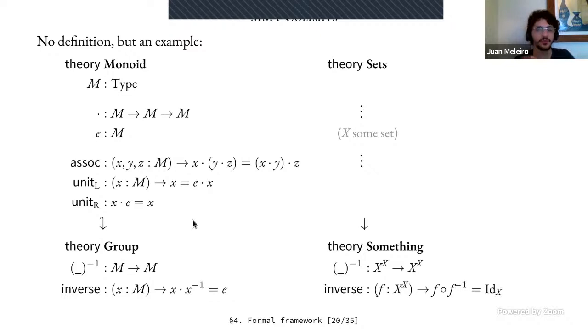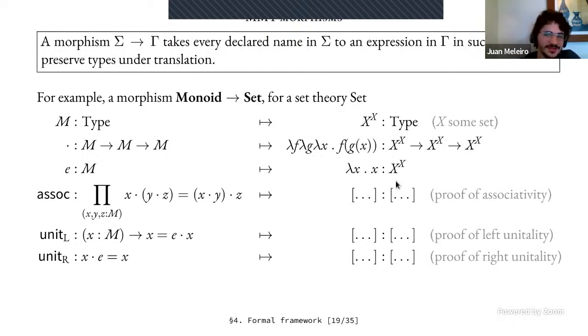So to look at an example, I'm not going to give the definition because it's quite technical and not very insightful. To look at an example, let's say we start with the theory of monoids and we interpret it inside of the theory of sets, which you'll notice I have not included here because I have not included the declarations of a theory of sets.